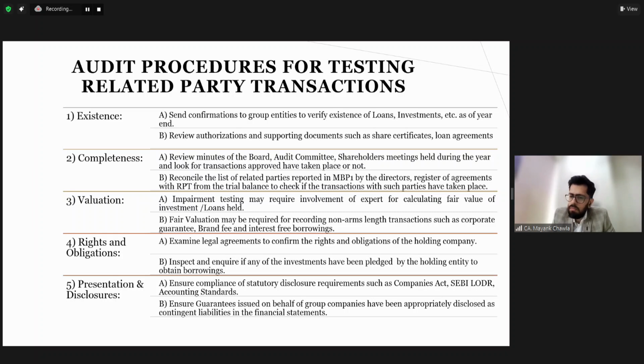Presentation and disclosure: a lot of disclosures have been defined by SEBI LODR. Then there are Companies Act disclosures as well. Accounting standards define the disclosures in relation to the related party transactions. And if guarantees have been given on behalf of the group companies, then it has to be disclosed as a contingent liability as well. So this has to be taken care of.